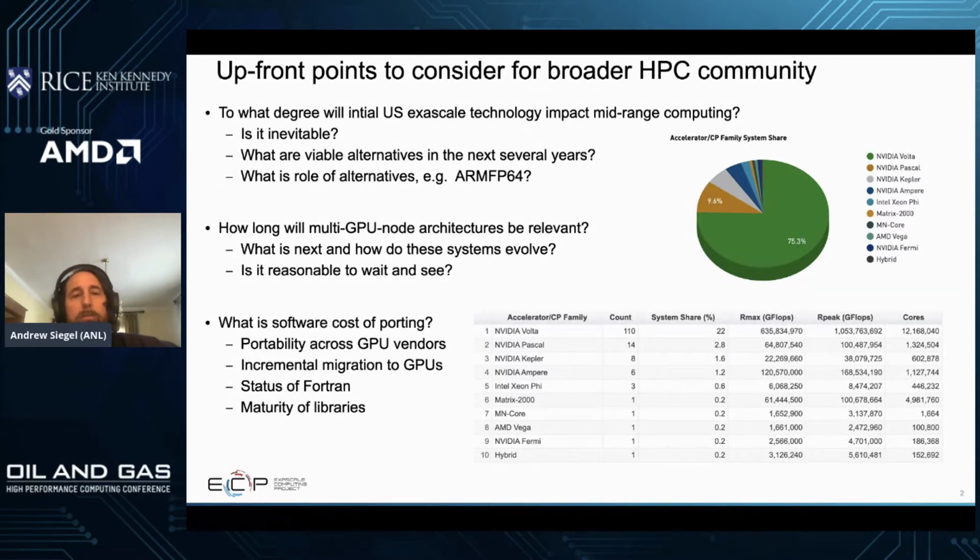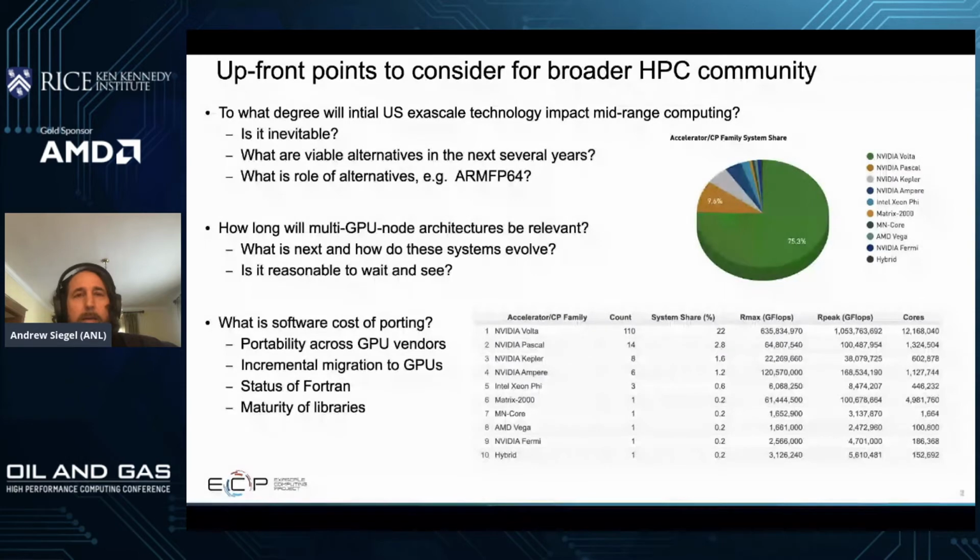And what about alternatives to the technologies that we'll see have been chosen by the US for their first push to exascale? For example, the ARM A64FX system in Fugaku. How long will these architectures be relevant? So what is next after what we see in this first wave of exascale, and how will these systems evolve, and how long will that last? And is it reasonable to stand on the sidelines and take a wait and see approach?